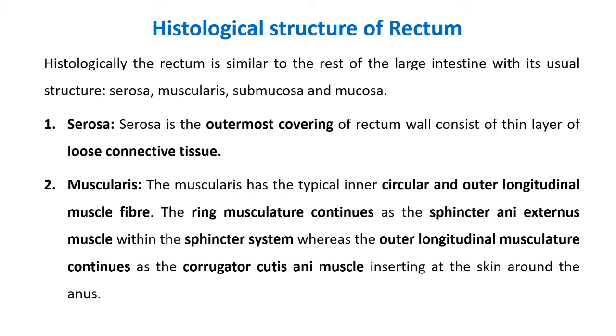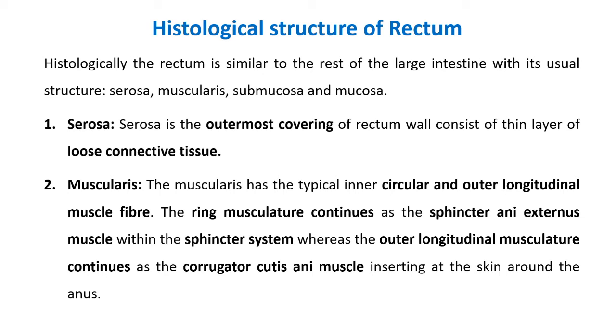Then muscularis. Muscularis is highly developed in rectum. It consists of circular and longitudinal muscle fibers along with a sphincter muscle. Ring musculature continues as the sphincter ani externus muscle with a sphincter system, whereas the outer longitudinal musculature continues with the corrugator cutis ani muscle inserting at the skin around the anus.